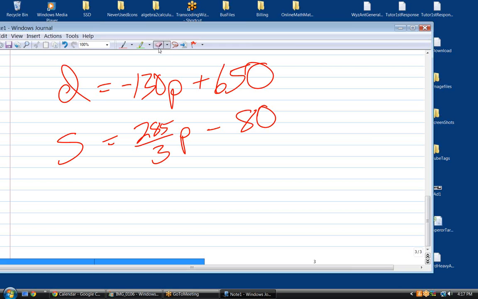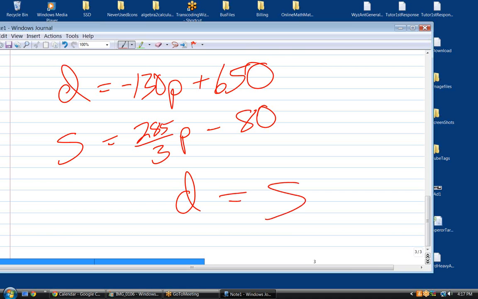Okay. Well, how would we do that, Patrick? How would we use these two equations to figure out where demand is exactly equal to supply? That's essentially our problem, is to figure out where demand is equal to supply. Let's set demand equal to supply.